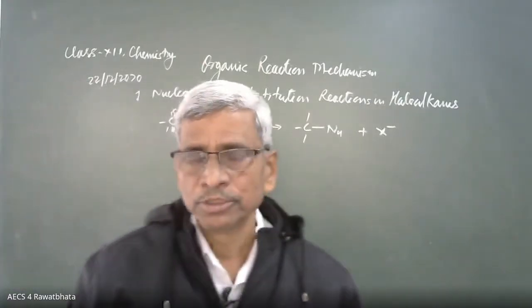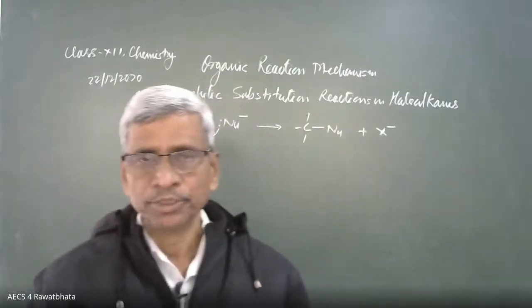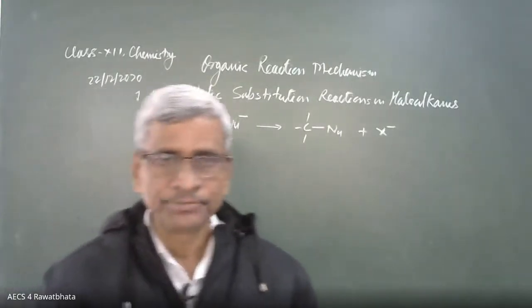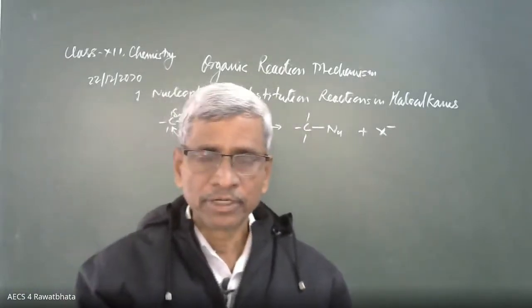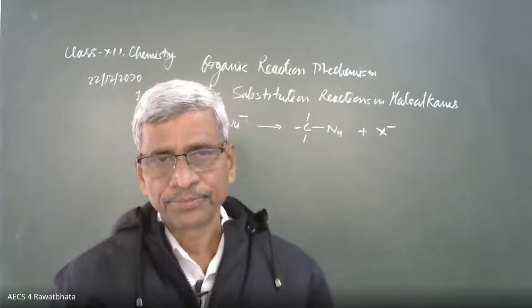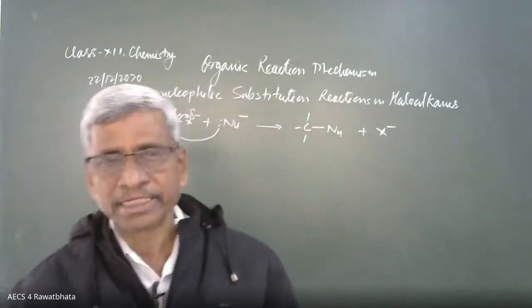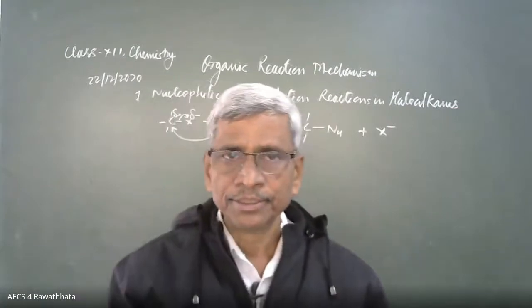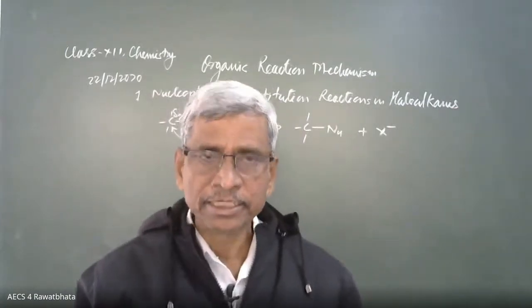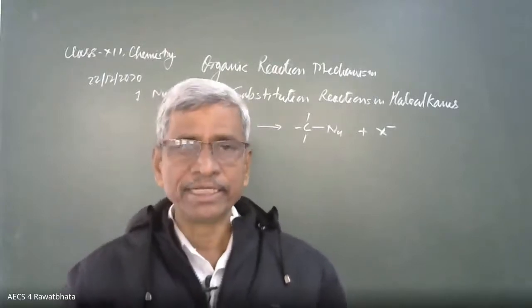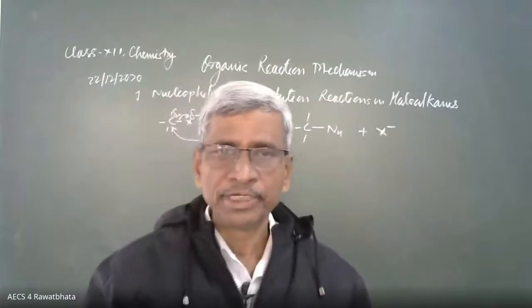This follows two types of mechanism, SN1 and SN2: nucleophilic substitution first order and nucleophilic substitution second order. SN1 follows two steps. The first step is the slow step, the rate determining step, in which carbocation formation takes place. While SN2 is a single step mechanism through an intermediate.